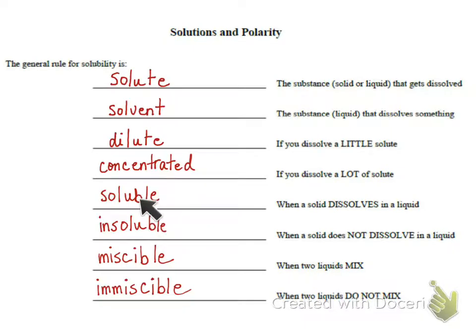We say that a solid is soluble if it dissolves, and if it does not dissolve, we say that it is insoluble. Two liquids that are both soluble together are called miscible, and if they don't dissolve each other, we call them immiscible. So this would be like oil and water are immiscible.